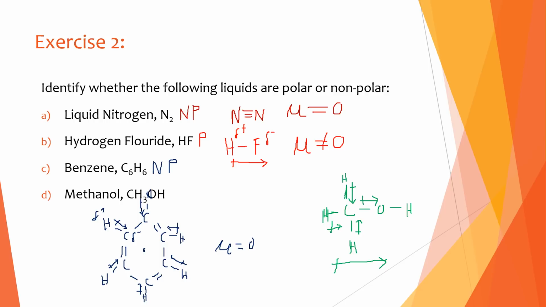So when there is a dipole moment, the dipole moment is not equal to 0. When the dipole moment is not equal to 0, that means it is a polar molecule. So let's check your answer. For A, it is nonpolar. For B, it is polar. C is nonpolar. And D is polar.